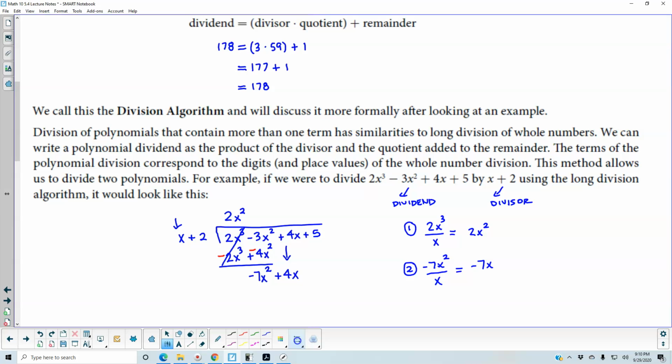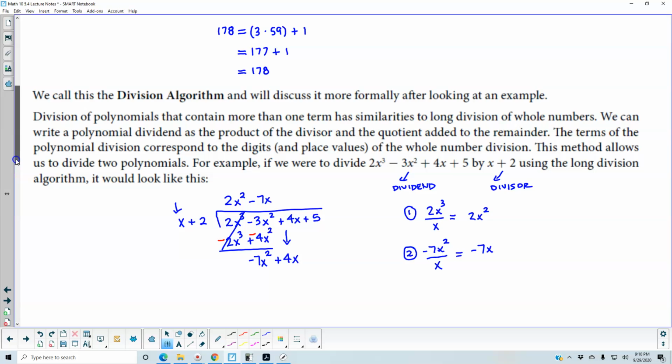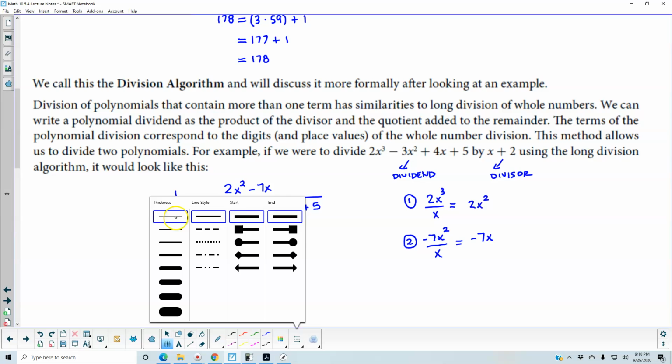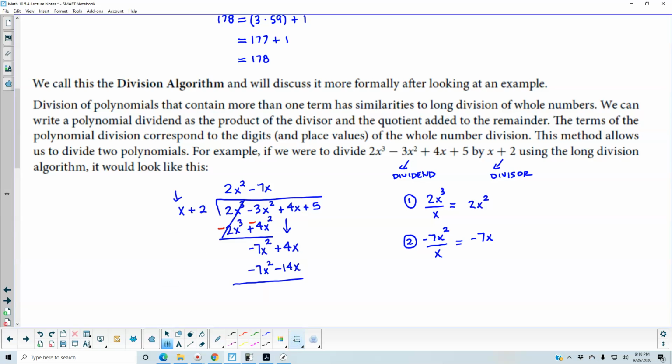So we're going to take minus 7x and multiply it through by those two terms. So we have minus 7x times x, which is minus 7x squared. Minus 7x times positive 2 is minus 14x. Now we're going to again change the sign.